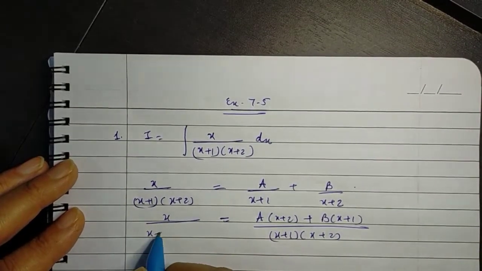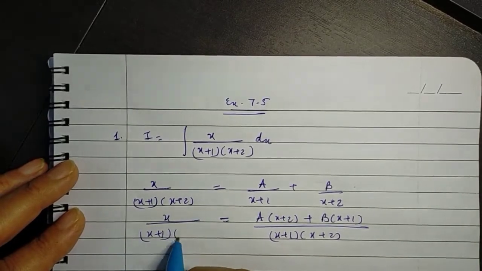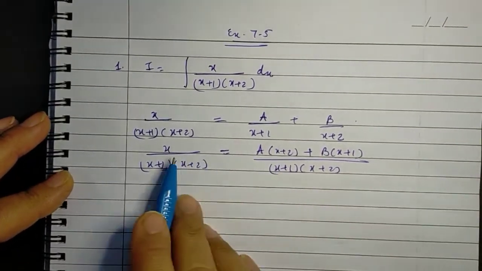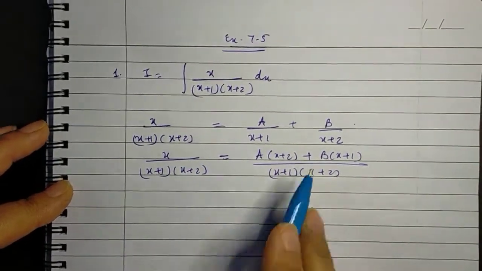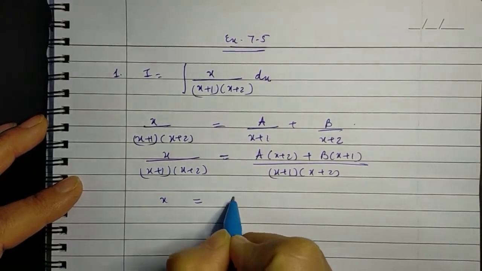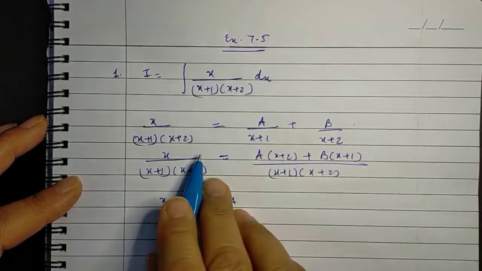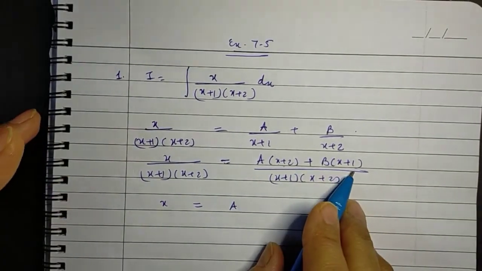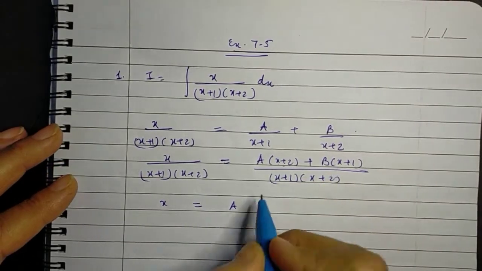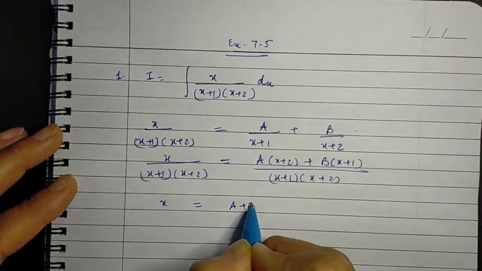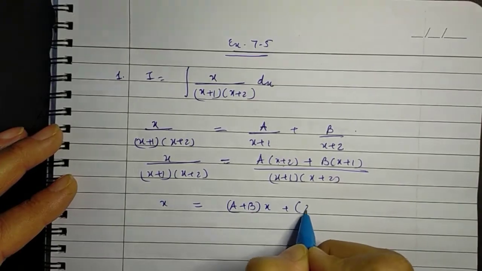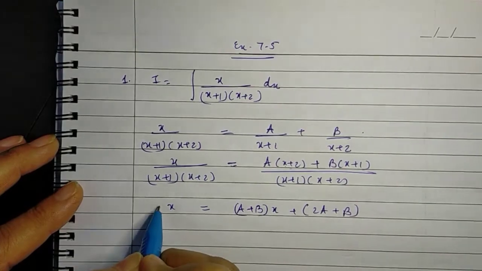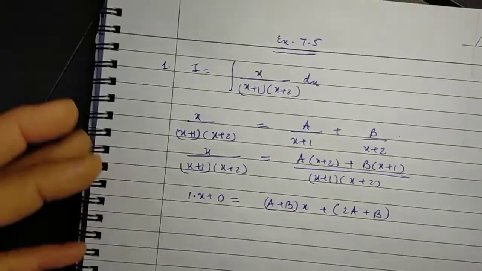And on the left hand side we have x upon x plus 1 into x plus 2. Now if you compare both sides, denominators are same, so obviously the numerators would be same. So we just simply compare the numerators. Now here what we do is we collect the coefficients of x and we collect the constant term. So what do we get? Coefficient of x would be a plus b into x, and the constant term would be 2a plus b. Whereas on the left side, x can be written as 1 into x plus 0.